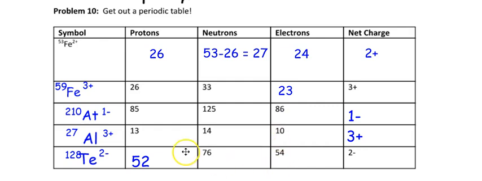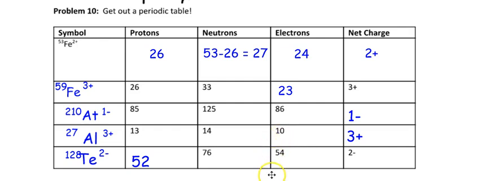Right. The next one is aluminum. How do I know that? Well, if you look here, I have 13 protons given aluminum. 13 plus 14 is 27, giving it the mass number. But look over here, I have fewer electrons. It lost 3 electrons, giving it a charge of +3.